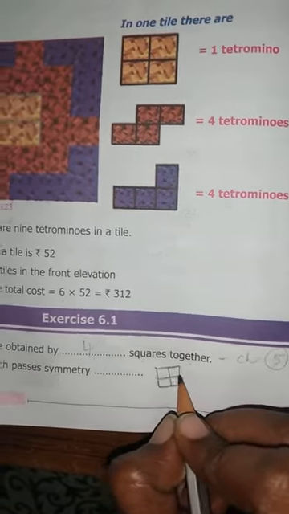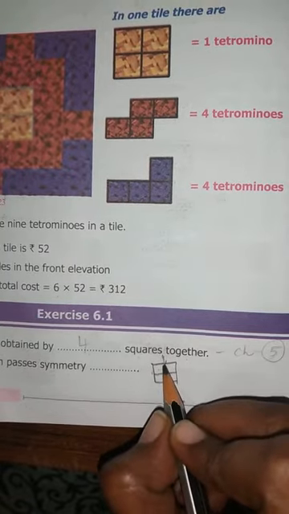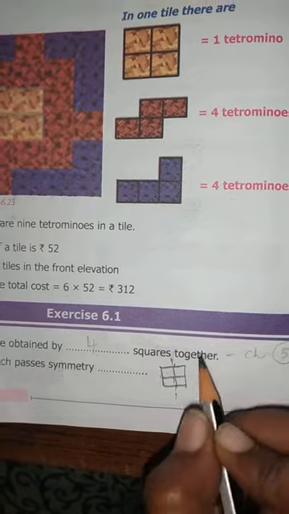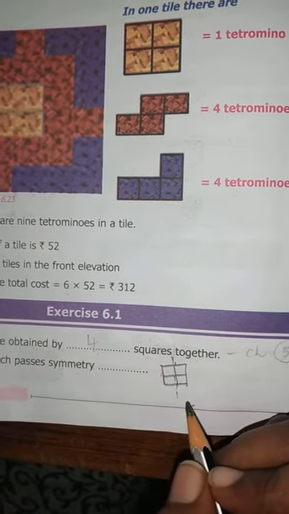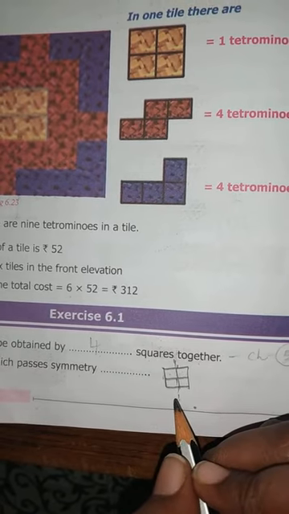This is the tetromino because it has 4 squares. Then you have to draw the line of symmetry. You can draw any line, that is vertical or horizontal or slanting. This is the example for the symmetry line for tetromino.